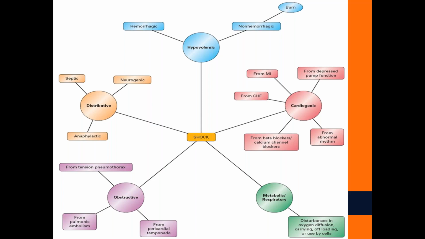It is very regimented. Remember, we're looking for rate, rhythm, and quality. So that rhythm, if anything causes that to be abnormal, either too slow, too fast, all sorts of weird, it's going to start really affecting the heart's ability to be an effective pump.